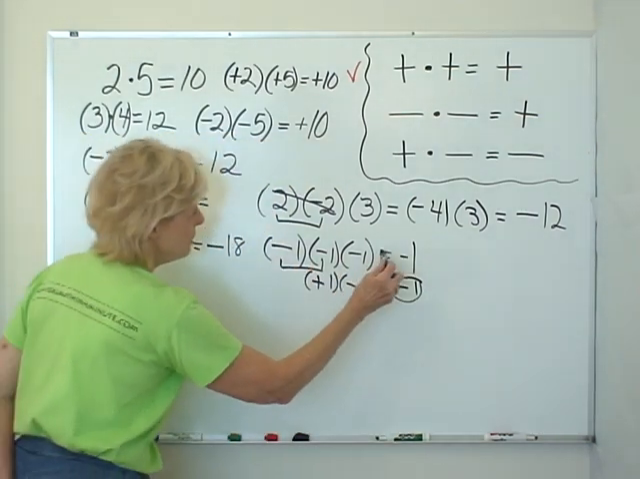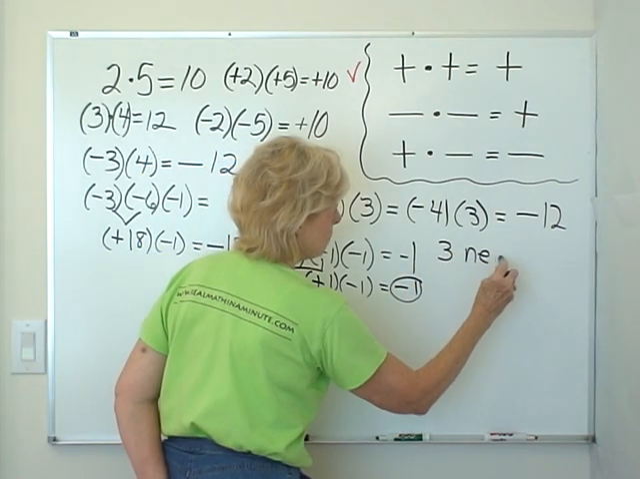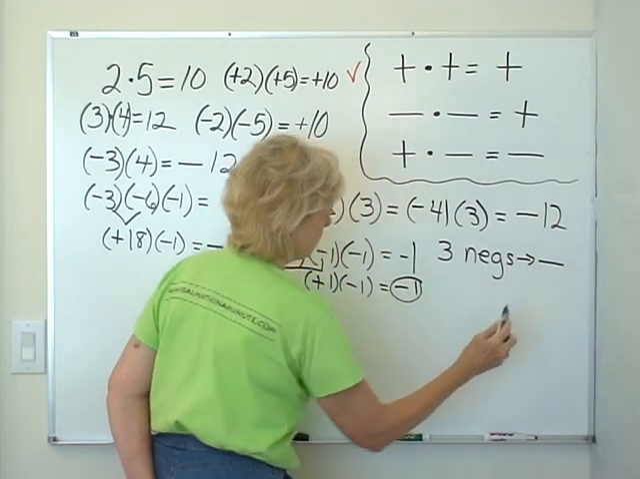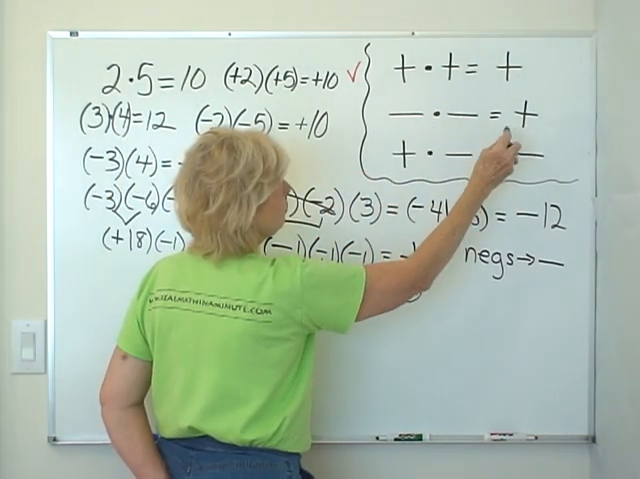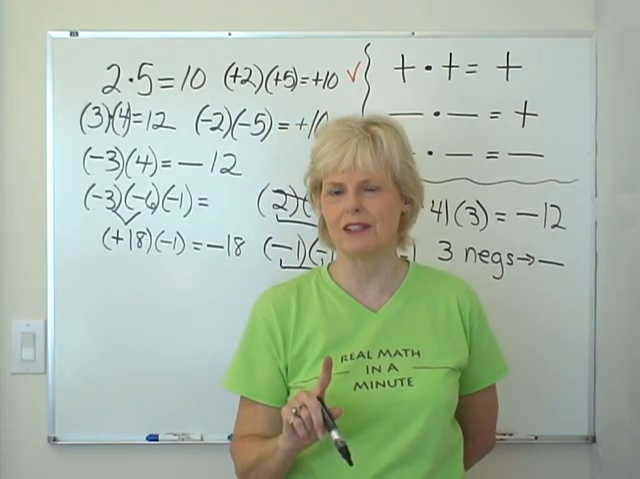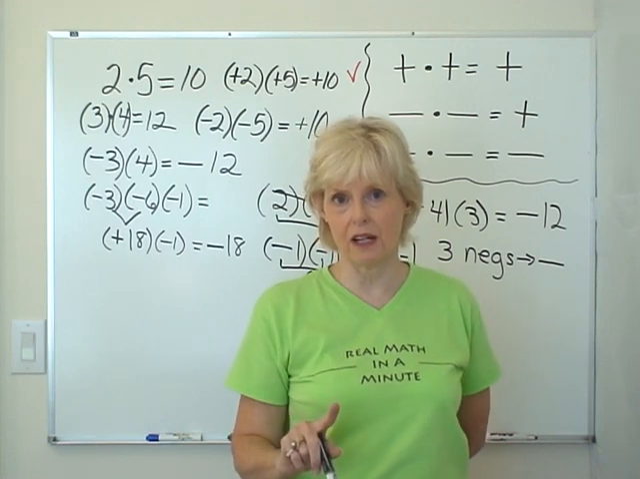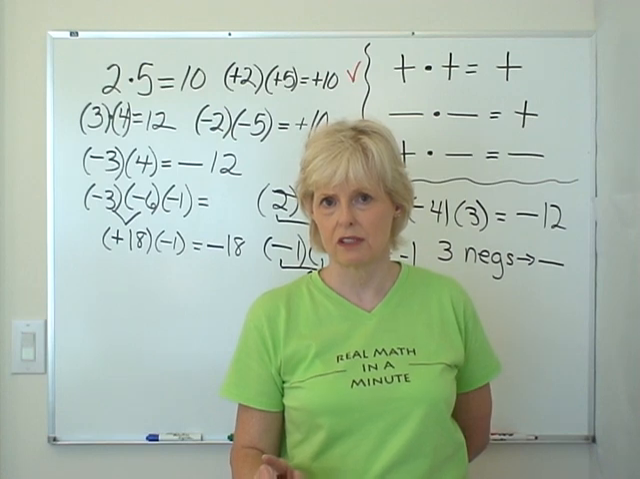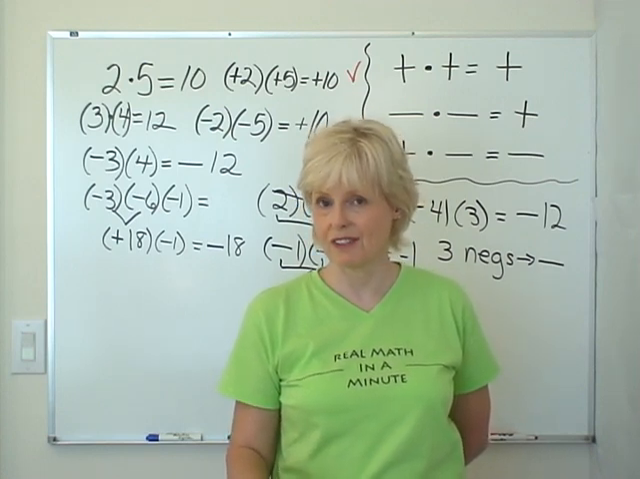I had 3 negatives right there, and what I got was a negative. Okay? We already know that if we have 2 negatives, we're going to get a positive. Now that means that any time we're multiplying 2 negatives together, we're going to get a positive. Remember that. Negative times a negative is a positive.